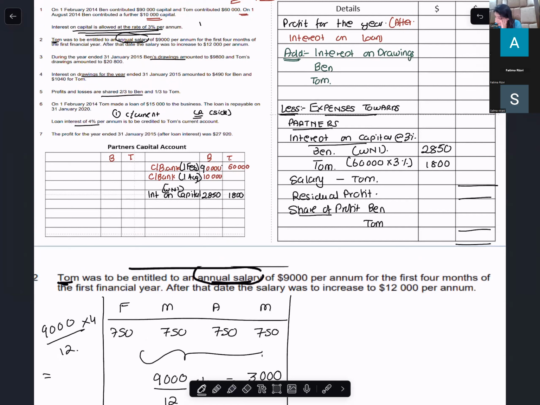8 months. A year is 12 months. For 4 months we will give the remaining. We have 8 months. So for 8 months, the total comes out to be 11,000, that we will see later.